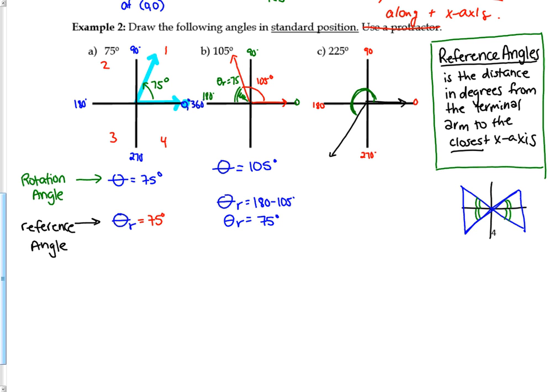So this last one here, the rotation angle was 225, theta r, or reference. How could I get the reference angle, which is the angle between the x-axis and the terminal arm? How could I get that little angle there?